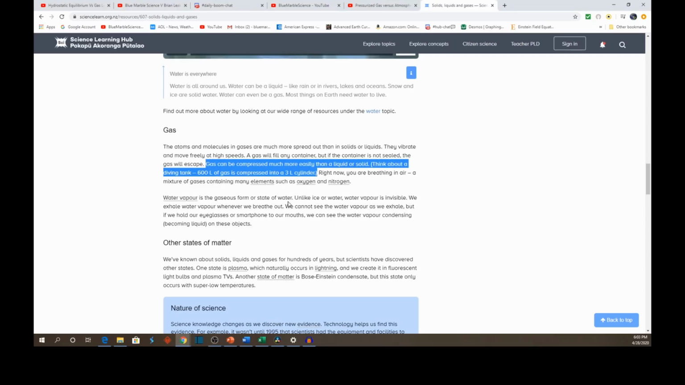You didn't read this next part. Let's try this. Gas can be compressed much more easily than a liquid or a solid. Think about a diving tank. 600 liters of gas is compressed into a 3-liter cylinder. Now we're talking about compressed gas, John. And nowhere in here does it talk about how long it's going to take that gas to leave that compressed cylinder. Do you see that anywhere? What, were you just making that up?